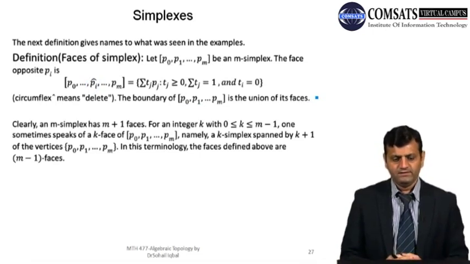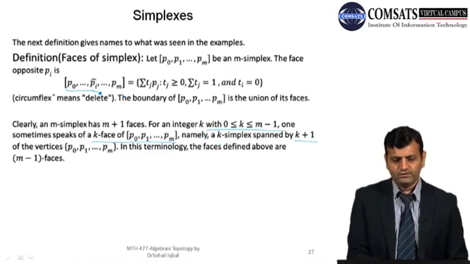Clearly an m-simplex has m plus 1 faces, and for an integer k we can also define this, where k is any number between 0 and m minus 1. One sometimes speaks of a k-face, namely a k-simplex spanned by k plus 1 of the vertices. So in this terminology, the faces defined above are (m minus 1)-faces, because we have taken k equal to m minus 1, and basically these are m points.